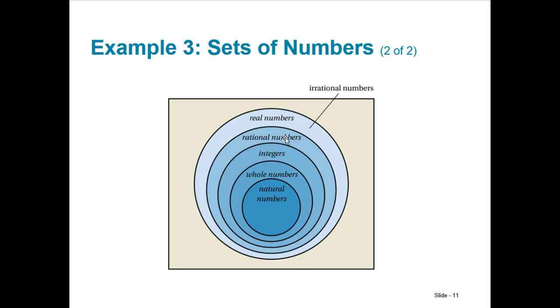And then within the rationals, right, fractions and decimals and stuff like that, we have the integers. Integers can be -1, -2, -3, 0, and +1, 2, 3. The whole numbers are a subset of the integers that don't include negatives, so they're just 0, 1, 2, 3, and then the natural numbers don't include 0. They're what we call the counting numbers. So that's how those work. They're just subsets of each other.